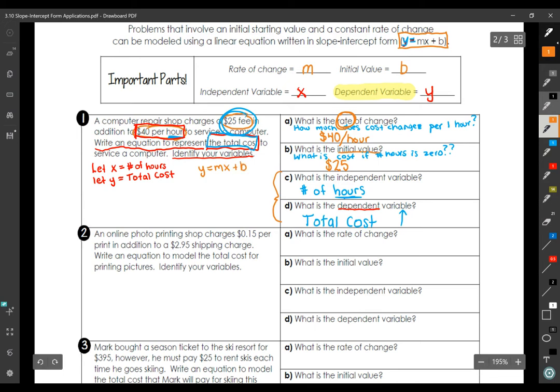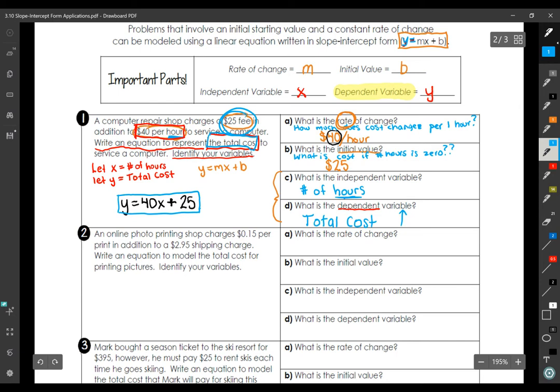Okay, so for us, our equation is going to be y equals m. When we put m into our equation, we don't need to put the units. So we're just going to put that 40 in. In an equation, we don't put units. So 40 times x plus our initial value, plus 25. Okay? So this is my final equation in slope-intercept form.